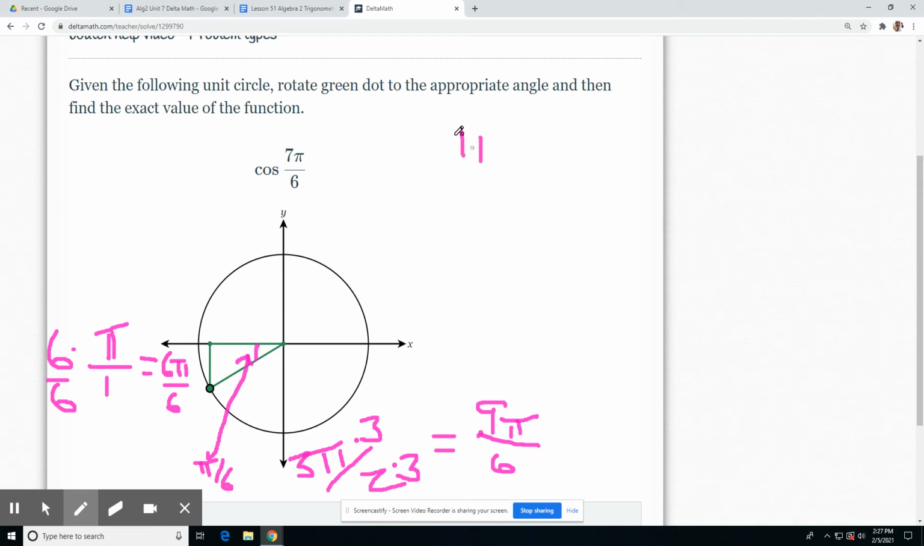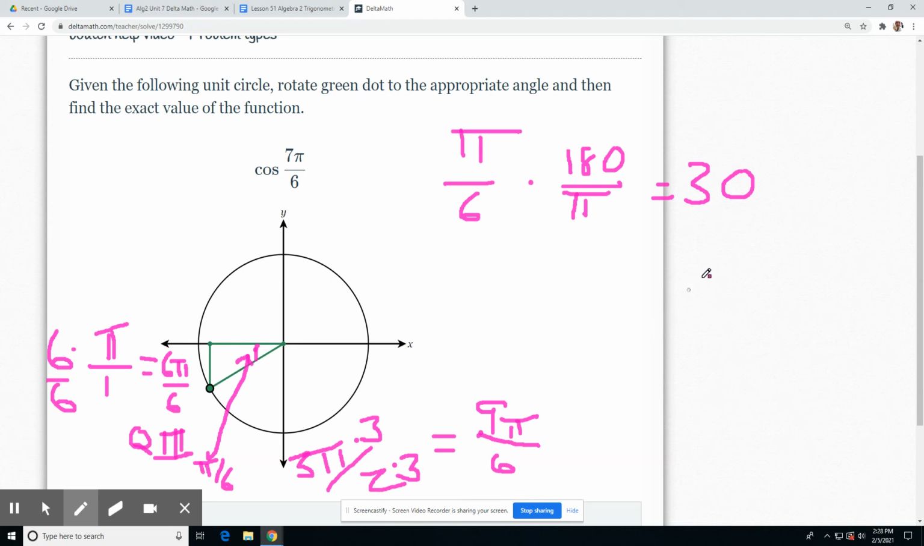So pi over 6, I got a feeling it's 30 degrees. Times 180 over pi. We have to convert. So 6 goes into 180 and the pi's cancel. Yes, 30 degrees. So this is a 30 degree angle. We would do our 30 degree triangle. And then be careful, we're negative over here. So we got to be careful about quadrants. This is quadrant 3, right? So in quadrant 3, both x and y are negative. So let me just go ahead and finish it.